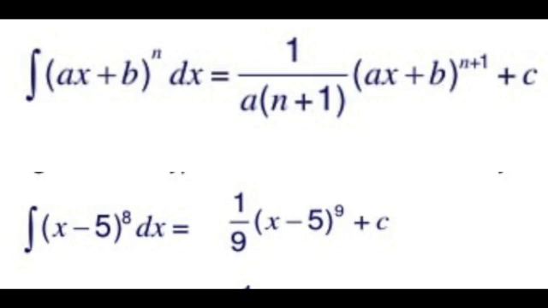And then we substitute the y for x minus 5, and then we divide by the derivative of x minus 5, which in this case is 1. So it's just divided by 1, and we get 1 over 9 brackets x minus 5 all to the power of 9.